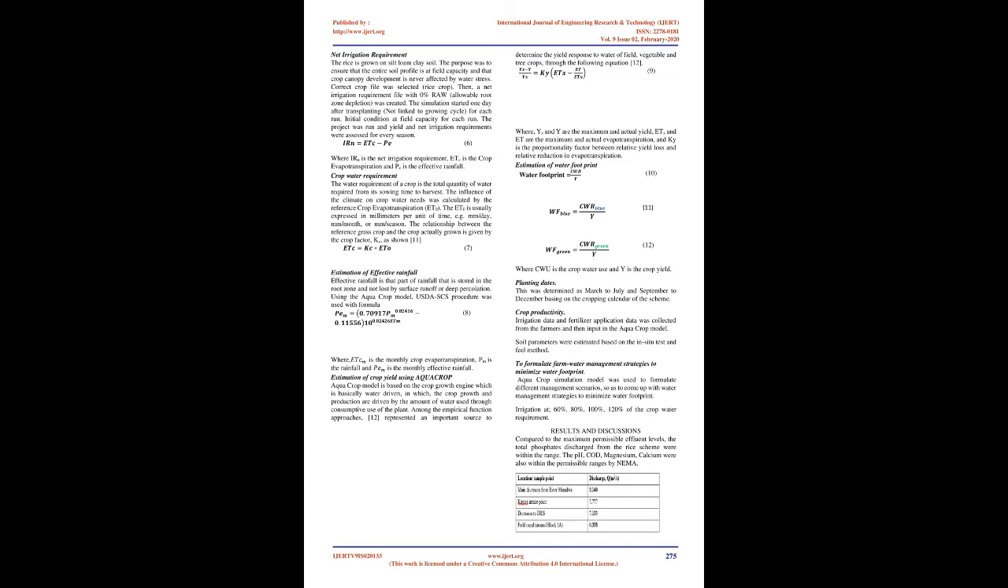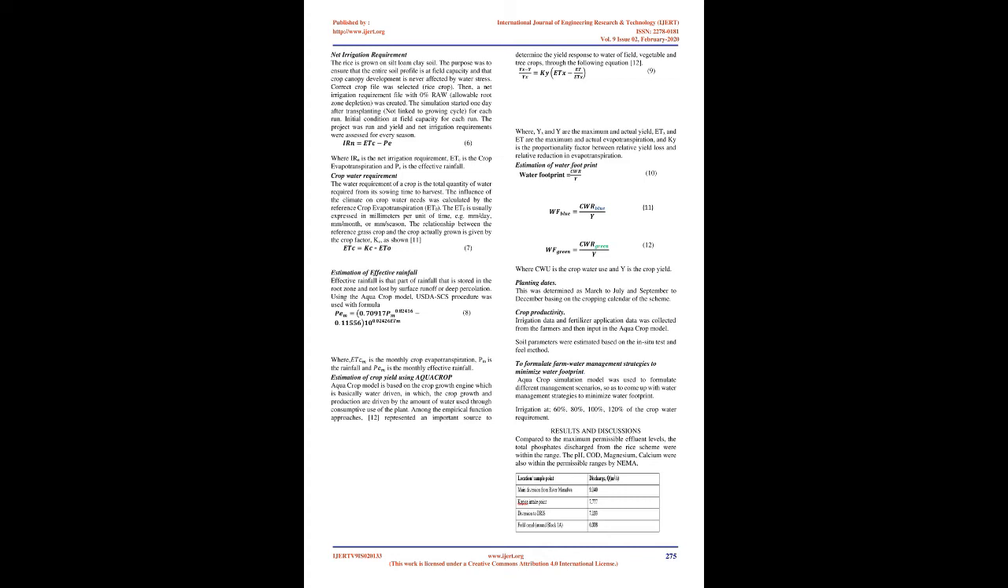The relationship between the reference grass crop and the crop actually grown is given by the crop factor, Kc, as shown. 11.7 Estimation of effective rainfall. Effective rainfall is that part of rainfall that is stored in the root zone and not lost by surface runoff or deep percolation. Using the AquaCrop model, the USDA-SCS procedure was used with the formula, where ETc is the monthly crop evapotranspiration, P is the rainfall and Pe is the monthly effective rainfall.